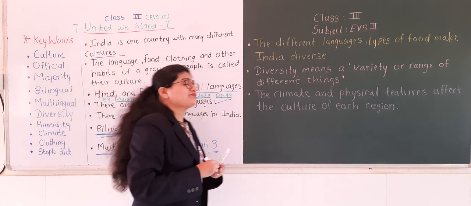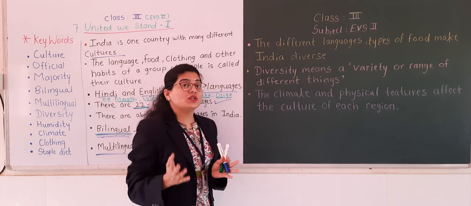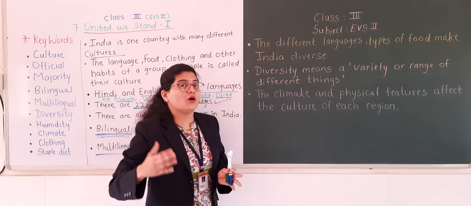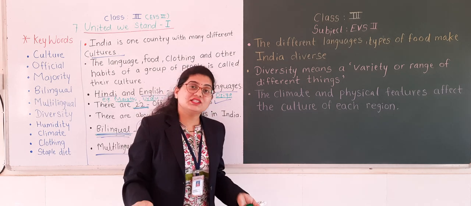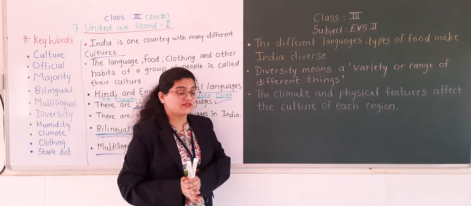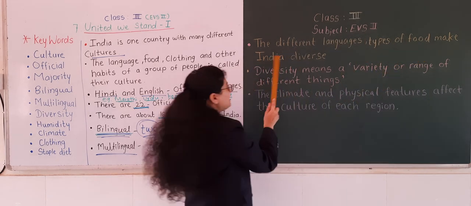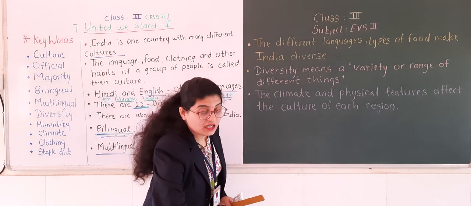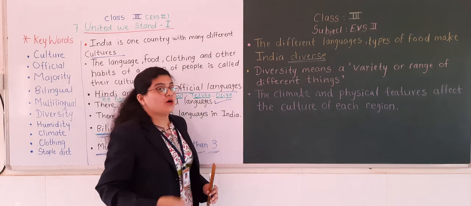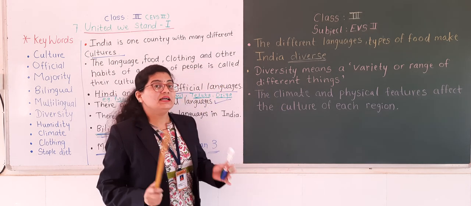Then we can see that the different languages, types of food and clothing style make India diverse. What is diverse? Diverse means different from each other. As we look different from each other, we smile different from each other, and we have different habits. In a similar way, the different languages and types of food make India diverse. So here we can see unity in diversity in India.